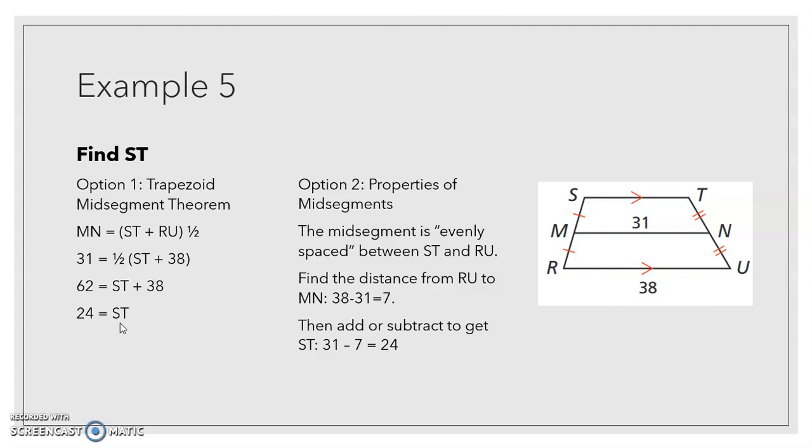Now, my other option is to use the properties of mid-segments that I was discussing on the previous picture. Okay, so that property says that these are all evenly spaced. So this 38 went down by 7 to get 31. So if I subtract 1 more 7, it's going to get me the length of ST. Now, that got me 24, and that is the answer. If they started out by giving you the shorter length, then you'd have to add to get to this one, then you add again to get to the longer length.